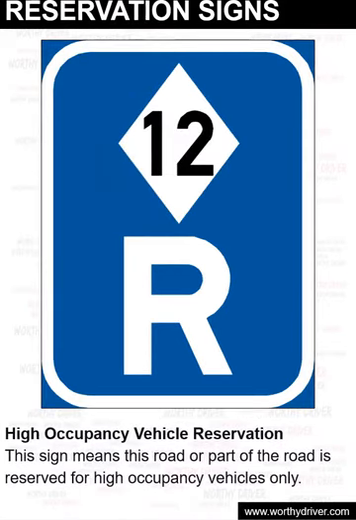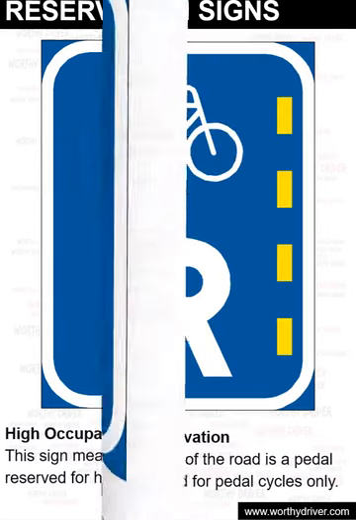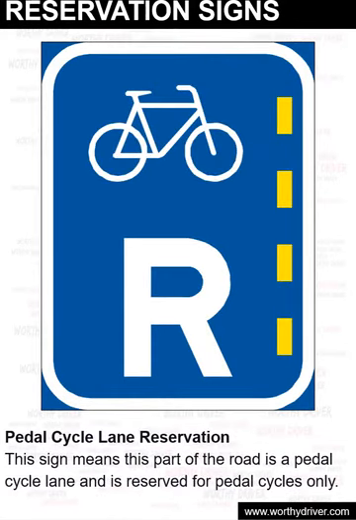High occupancy vehicle reservation. This sign means, this road or part of the road is reserved for high occupancy vehicles only. Pedal cycle lane reservation. This sign means, this part of the road is a pedal cycle lane, and is reserved for pedal cycles only.